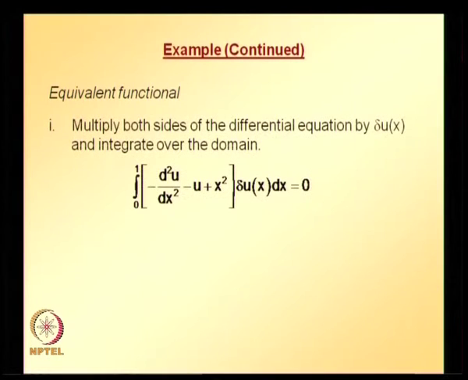To obtain the equivalent functional, the first step is to multiply the given differential equation with the variation of the quantity that we are looking for and integrate over the problem domain. Here the differential equation is given in the square brackets, and it is multiplied with the variation of u, since u is the quantity we are interested in finding. You integrate over the problem domain, with limits of integration being the limits of the domain.